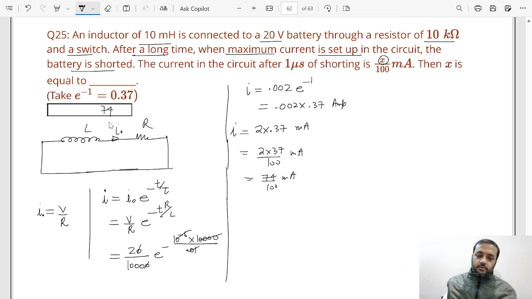So I hope you would have understood. And again, this was not a very difficult question, a bit calculative, but not even that much. They had given you the value of e to the power minus 1. So I think if you are well read, then you would have done this question in the exam. I will say this is a moderate type of question, not very difficult. Not formula based, but yet not very difficult. Okay, so I hope you would have understood.